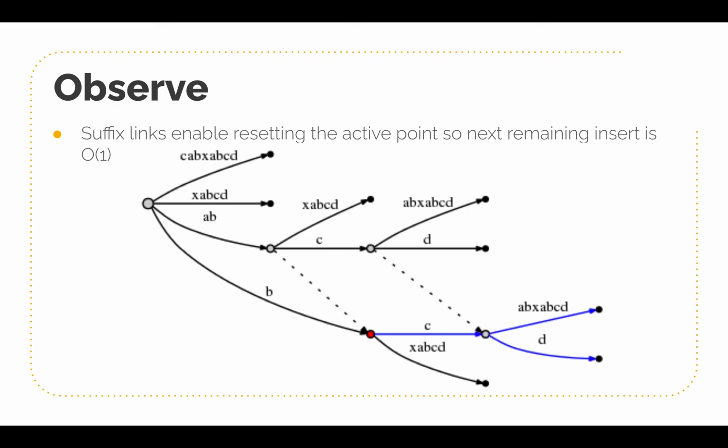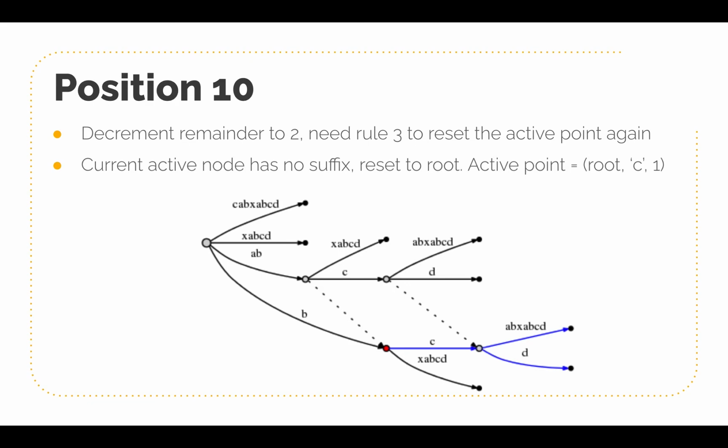We can observe that the suffix links enable us to reset the active point so we can make the next remaining insert in O of 1 time. Look at the graph to confirm that indeed the node at label AB is linked to the node at B, and the node at ABC is linked to BC. The current step is not finished yet. Remainder is now 2, and we need to follow Rule 3 to reset the active point again. Since the current active node, in red, has no suffix link, we reset to the root.